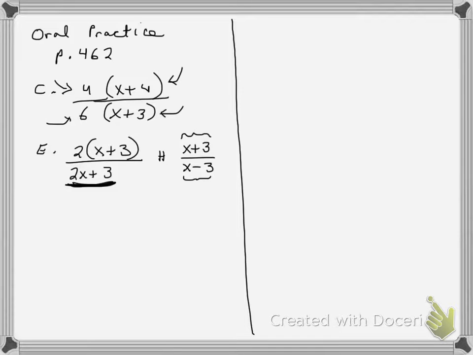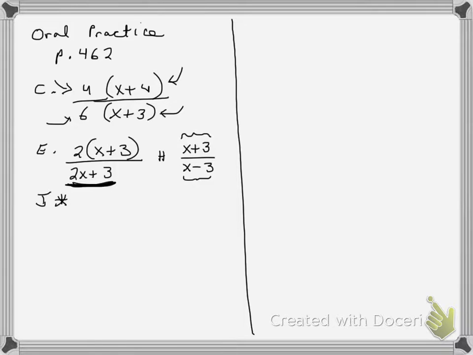I can cancel my x plus 3. J, I can cancel my x minus 2 and my x plus 3, so I'm left with 1 over 1, or 1. So J, make sure you understand J. The answer should be 1. They're just asking what you can cancel, and you can cancel everything.